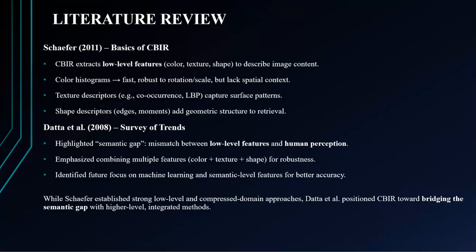On the other hand, Datta et al. in 2008 emphasized the semantic gap. They showed that while low level features are useful, they don't match human perception perfectly. Their survey pointed towards combining features and eventually machine learning to bridge that gap. So, the story so far is low level features give us a strong baseline, but to really match human intuition, we need higher level approaches. Our project sits squarely in the middle of the story. We build a baseline using histograms to demonstrate the process and its limitations.